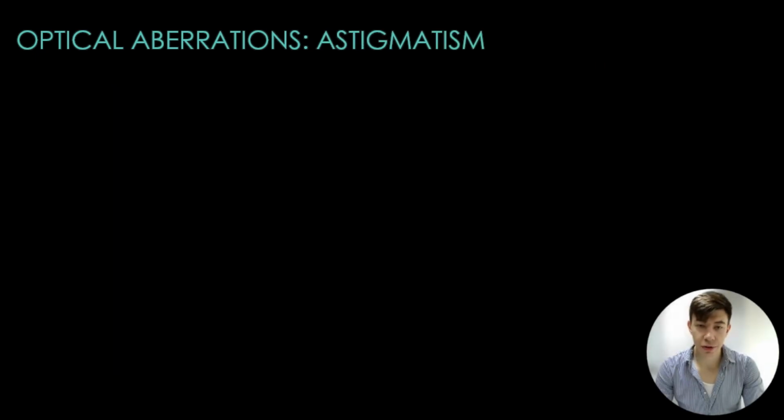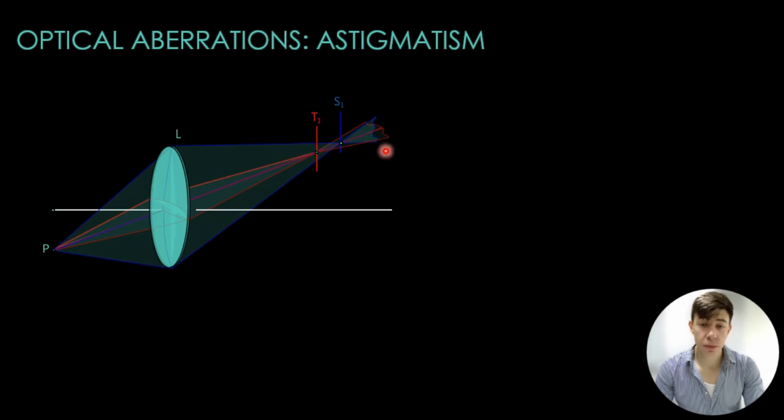Let's delve into the world of astigmatism, an aberration that can make images appear stretched and blurry in certain directions. It's a common issue in both optical systems and human vision. So you may ask, what is astigmatism? Astigmatism occurs when a lens or mirror has different curvatures in different planes. The image on the slide illustrates this.